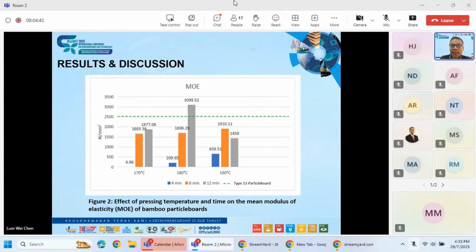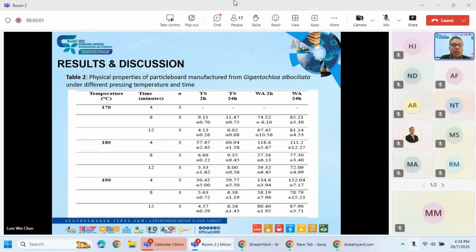And with a very high MOE. The MOE stated in the standards for type 13 particle board is 2,500, and the samples we get are well above the required standard. So now let's look at the physical properties, which are the thickness swelling and water absorption of the board produced. As you can see here, for the same processing parameters, 180 degrees Celsius and 12 minutes, we get a thickness swelling of 8% and a water absorption of 72%.